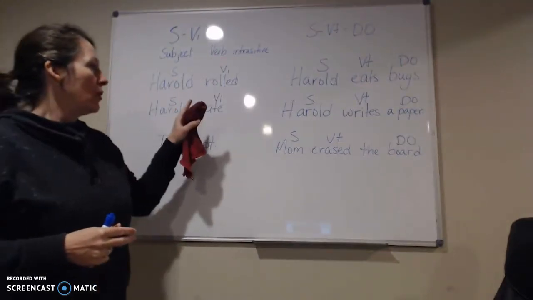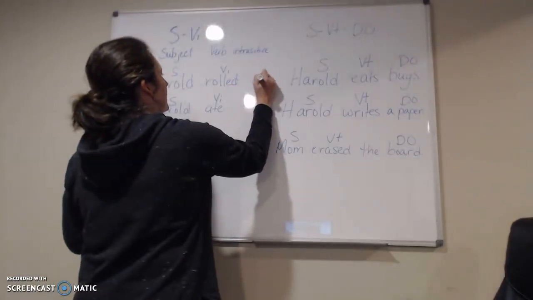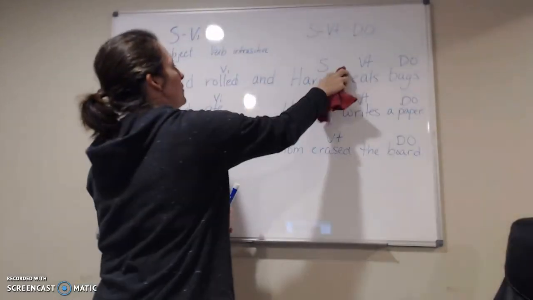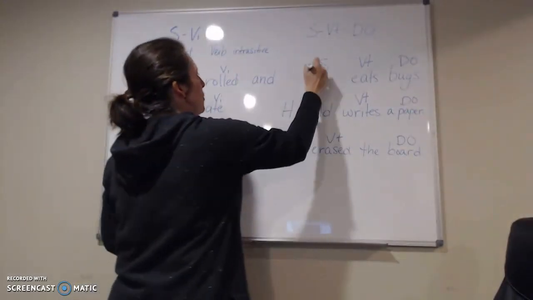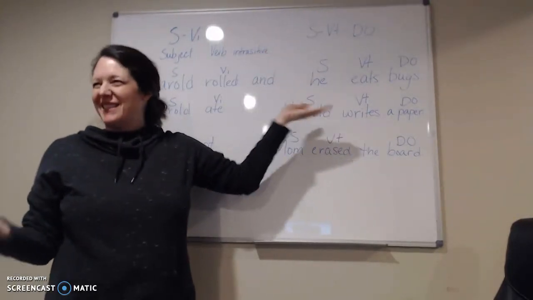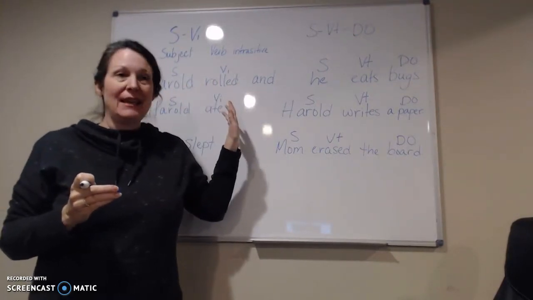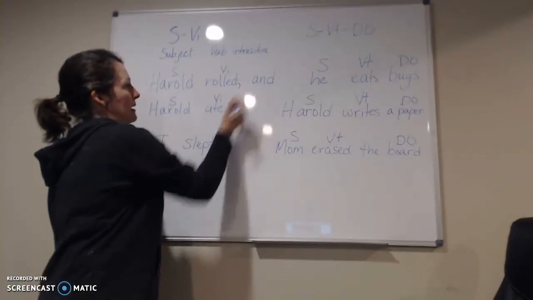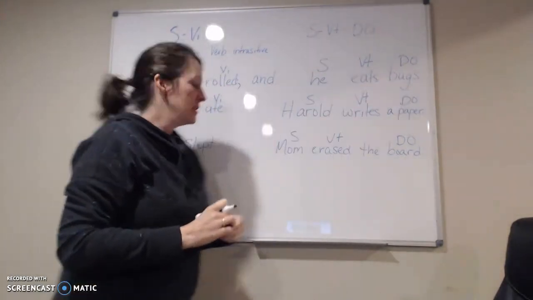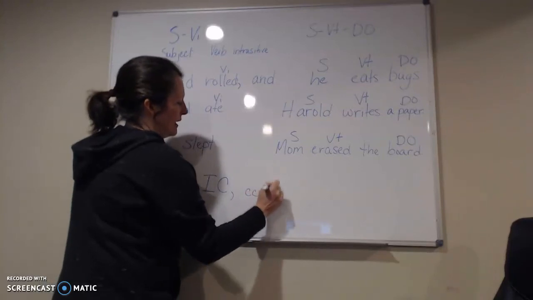So let's look. Harold rolled, and Harold eats bugs. Now, we probably want to modify this just a little bit. The first thing we might want to do is change Harold to he, because a pronoun replaces a noun in order to avoid repetition. We just don't want to repeat it over and over in a sentence. And there's a punctuation issue we need to take care of, which is this. We need to put a comma, not a period, after the first independent clause, then we have the conjunction, and then we have the other independent clause. So it looks like this. We have an independent clause, comma, a coordinating conjunction, and then another independent clause.